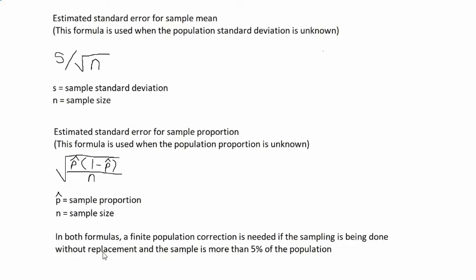And you might be wondering what I mean when I say sampling is being done without replacement. Well, in every situation that we're covering in this class, the sampling is being done without replacement. And what that means is when a population member has already been selected to be in the sample, that same population member can't appear in the sample a second time.